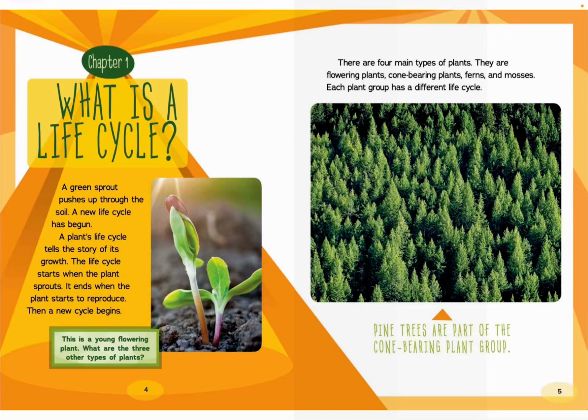There are 4 main types of plants. They are flower plants, cone-bearing plants, ferns, and mosses. Each plant grows in a different life cycle.